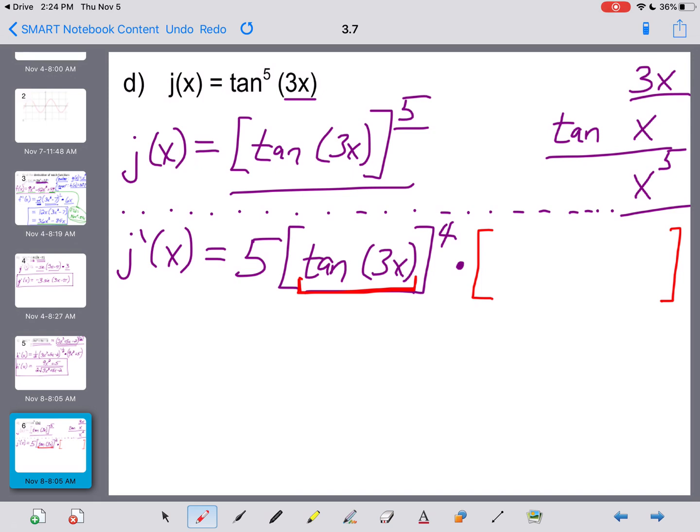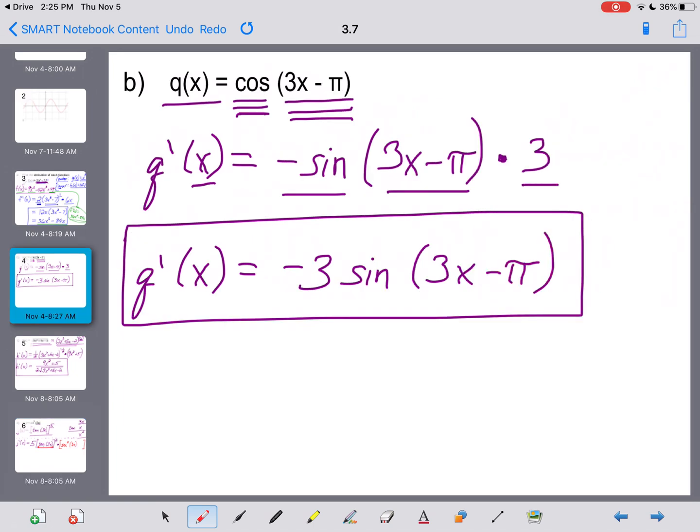How do we take the derivative of tangent? Now use the words, right, tangent of an angle. So going back to 3.6, the derivative of the tangent of any angle is equal to the secant squared of the same angle. That's the secant squared of 3x. But wait, there's more. Just like we dealt with right back over here in example B, when you go to take the derivative of cosine of an angle, you do the derivative of cosine, which is negative sine of the same angle, times the derivative of the angle itself.